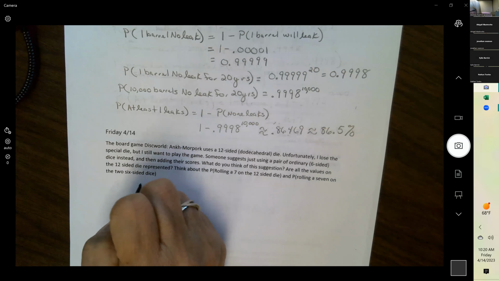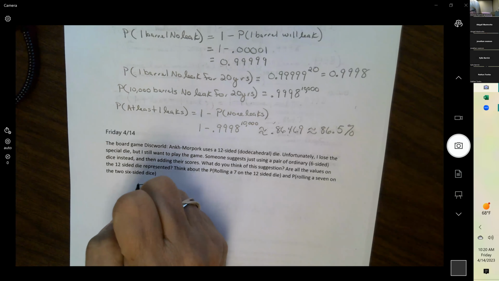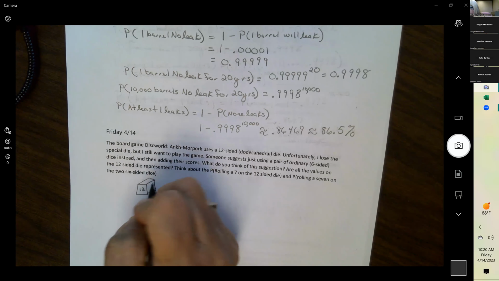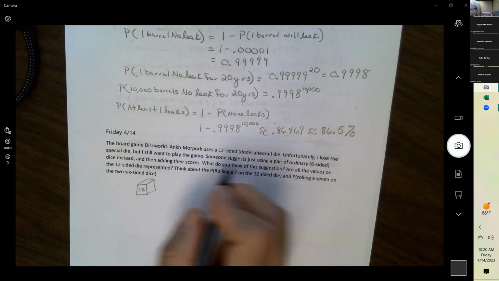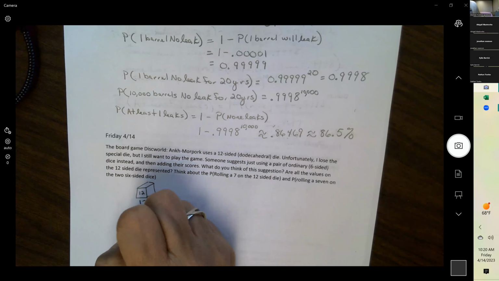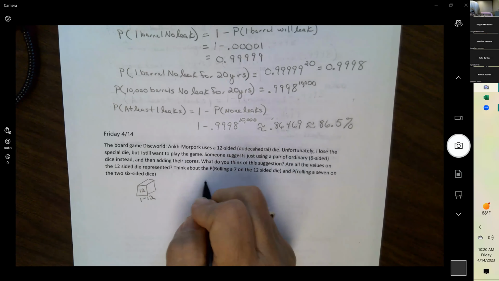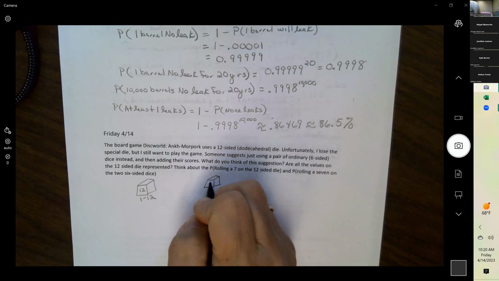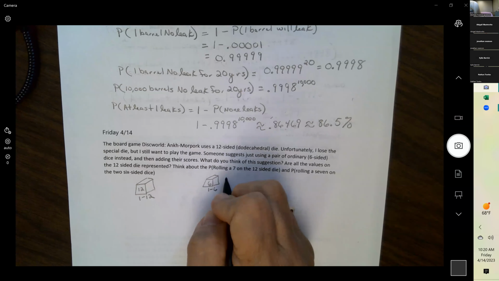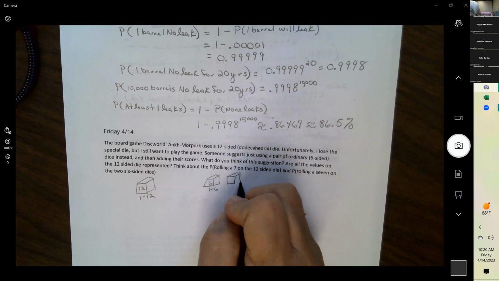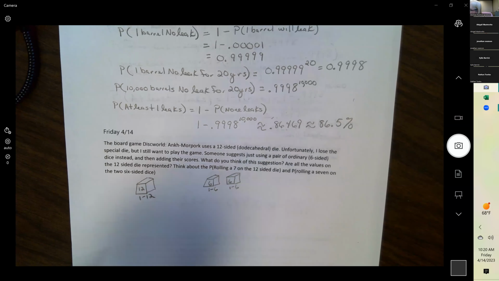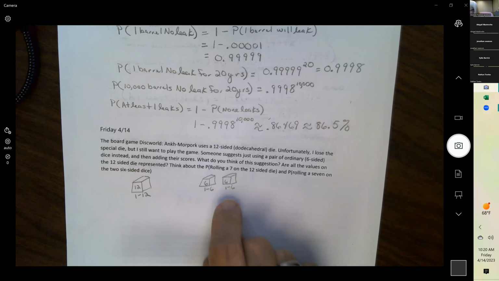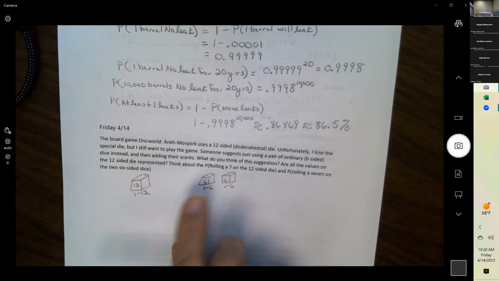So we have one die. Well, I'm drawing a cube, even though it's going to have 12 sides. It has the numbers 1 through 12. Or we use 2 die instead. Do you think it's a good idea? Like if we roll 2 die and add them together?